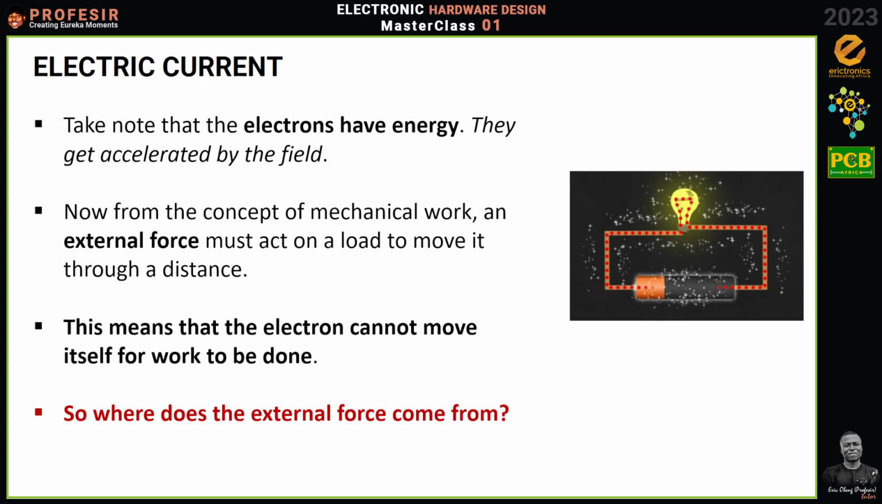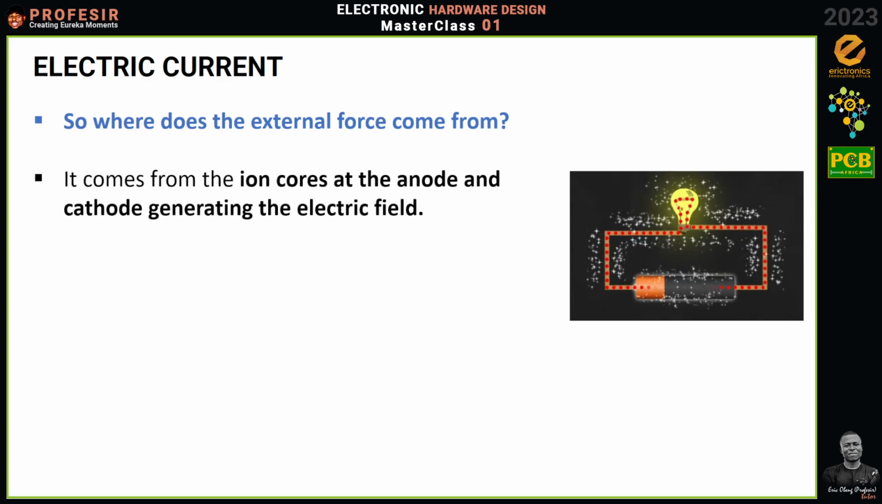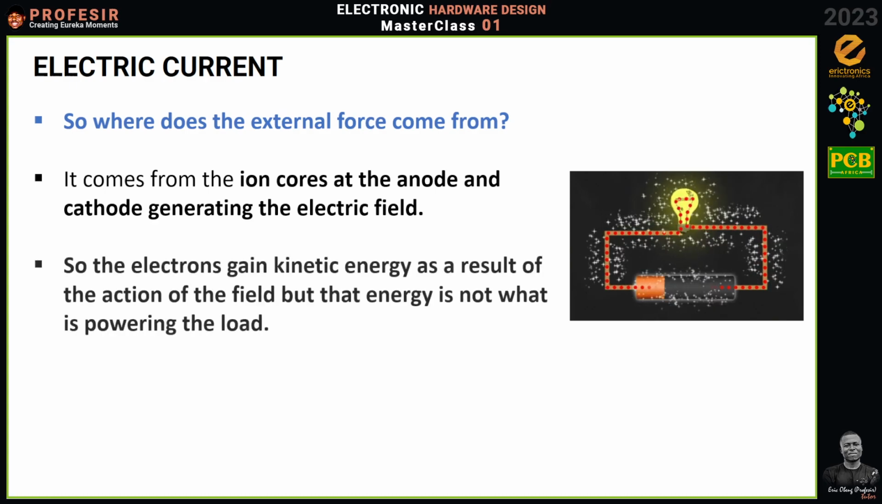So where does the external force come from? I asked this question twice. It comes from the ion cores. Remember, we have specific ions or charges that are sustaining our electric field. Those charges are due to the ion cores at the anode and the cathode. Is that okay? So this generates the force that moves the electrons. The electrons gain kinetic energy as a result of the action of the field, but that energy is not what is powering the load.